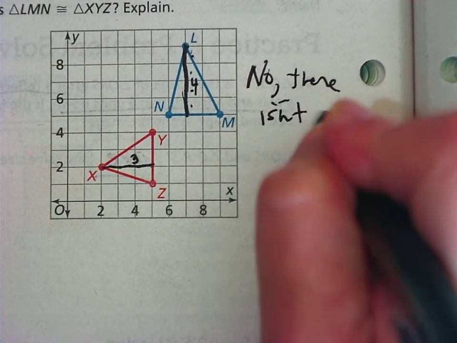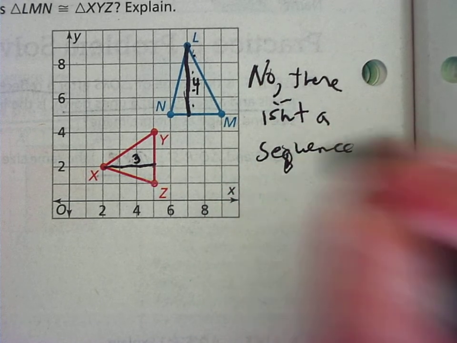There isn't a sequence that you could come up with to map one onto the other.